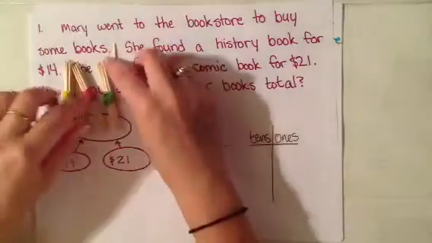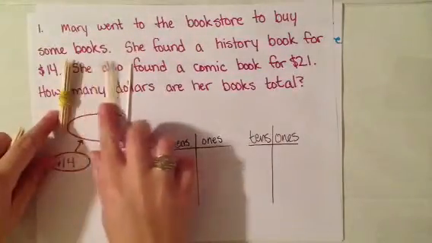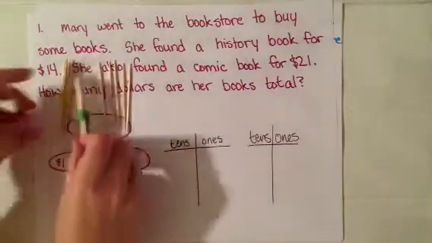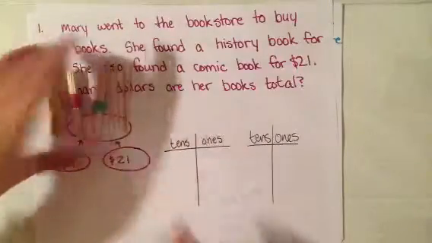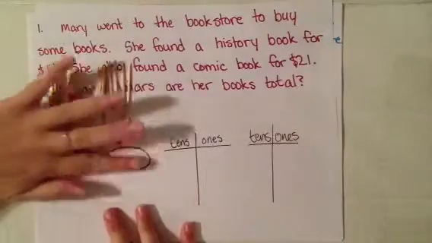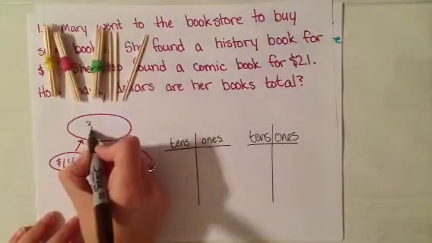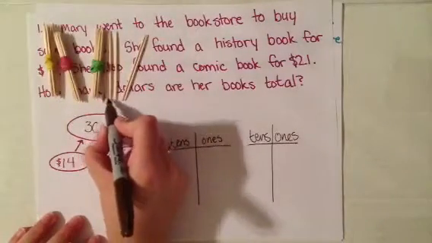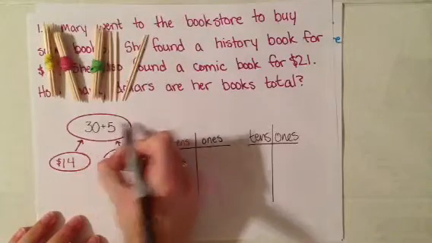When we combine them, count up our ones. 1, 2, 3, 4, 5. Count up our tens. 1, 2, 3. So all together, up in our combined part, we have 30, 10, 20, 30, 5. 1, 2, 3, 4, 5. Or 35.